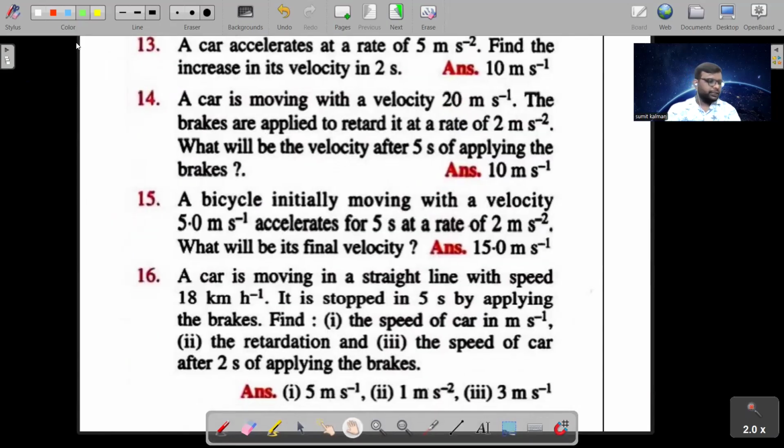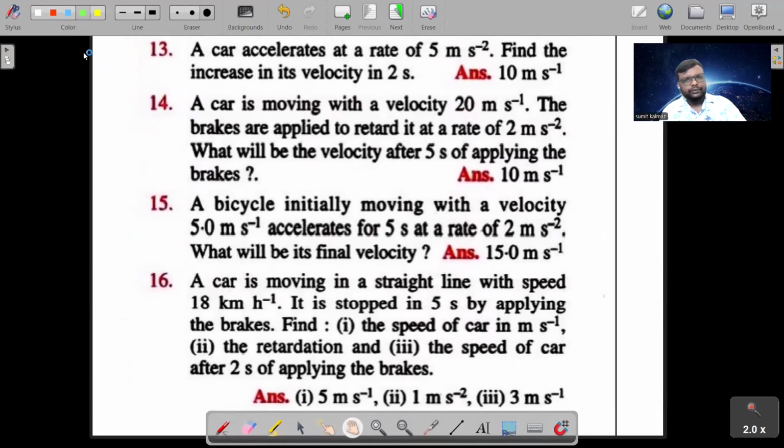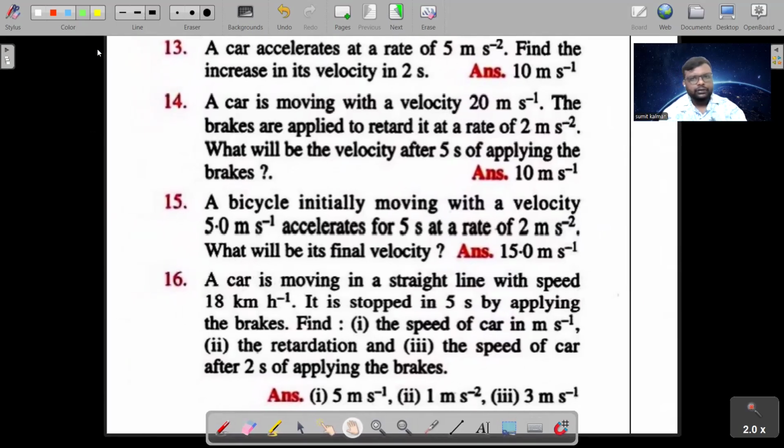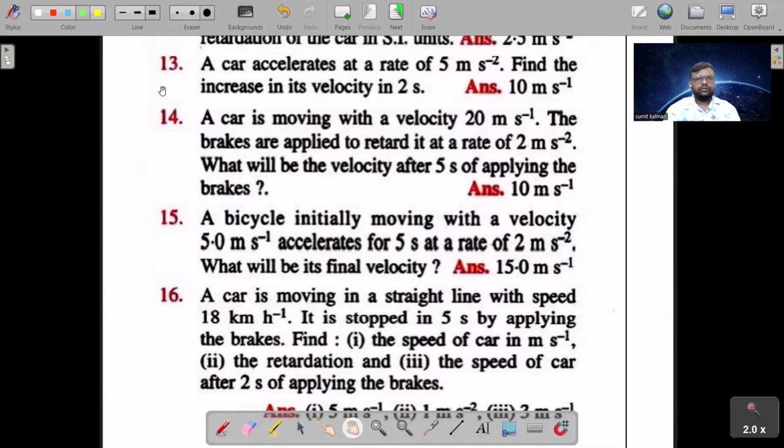What are they saying in problem number 14? Only 3 problems are left for today. A car is moving with a velocity of 20 meter per second. The brakes are applied to retard it at a rate of 2 meter per second square. This is acceleration, just check the units. What will be the velocity after 5 seconds of applying the brakes?